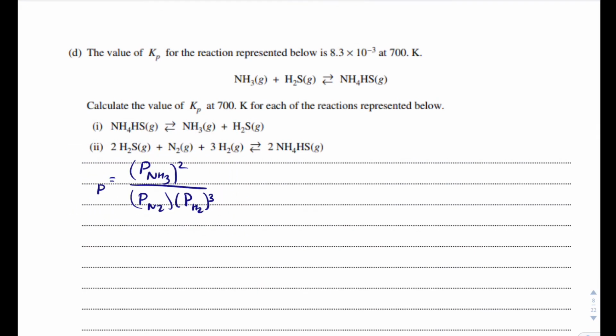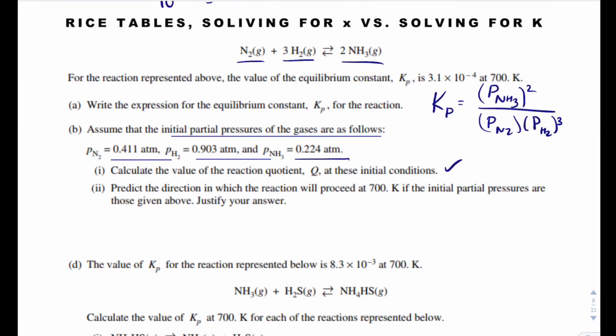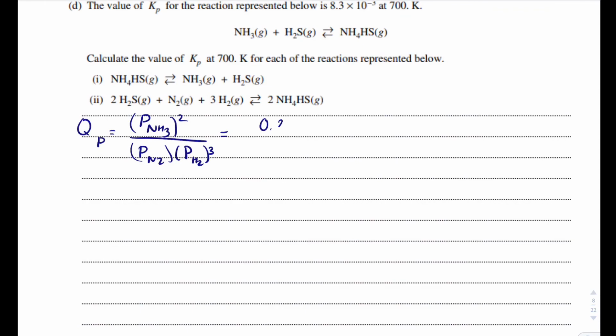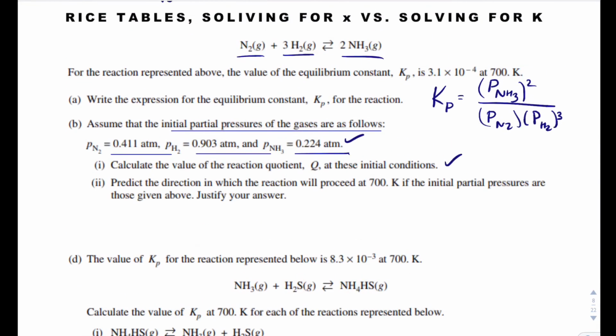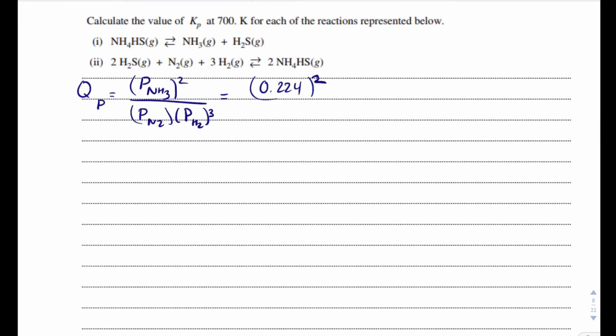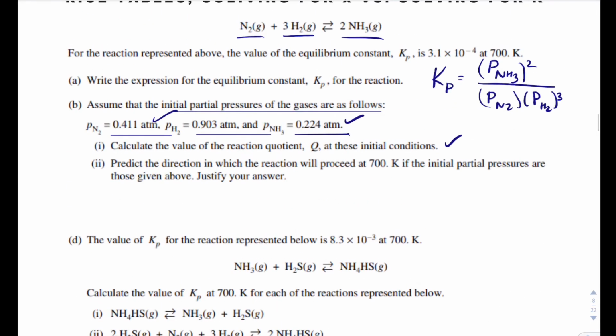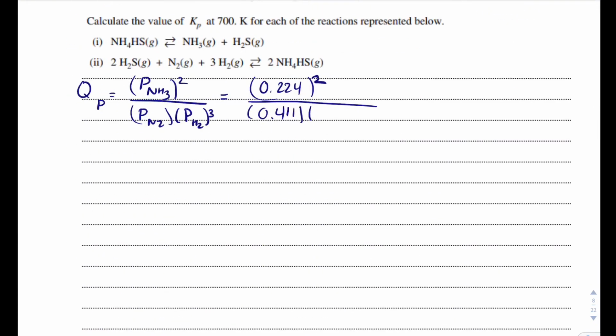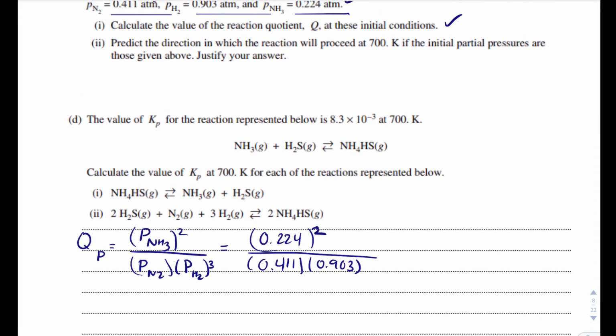Q is the same thing. Q could just be at any time. So what I need to do is just plug in what I know. NH3 is 0.224, squared, do not forget to square it. N2 is 0.411. And then H2 is 0.903, and H2 will be cubed, so you've got to make sure you cube it.